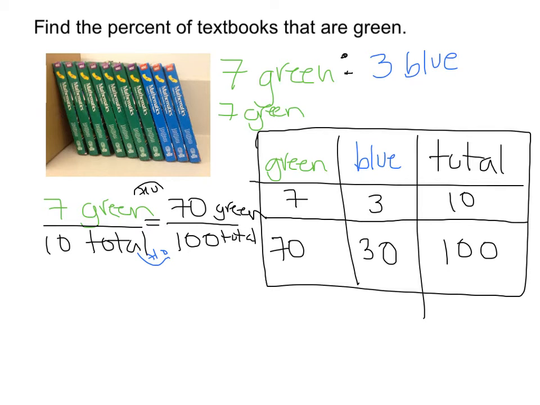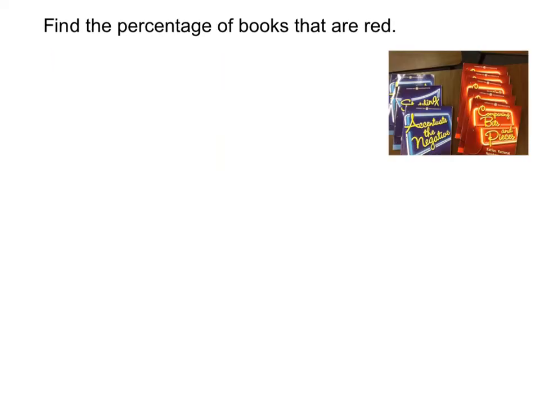total of 100. Now remember, percent means out of 100. So if I would have 70 green for a total of 100, that means my green books represent 70% of my total books. Looking at the ratio table, I see the same information. My ratio table actually shows me that my green books represent 70%, my blue books represent 30% for my total of 100%. Remember, percent is always out of a total of 100.